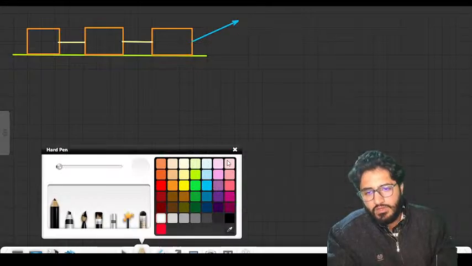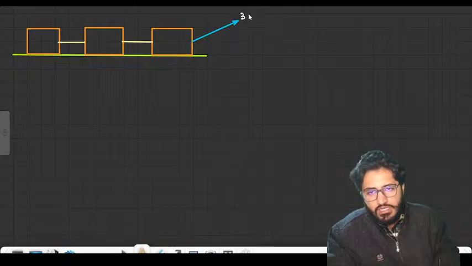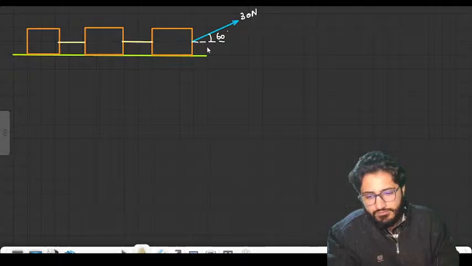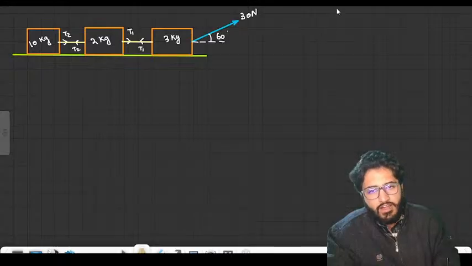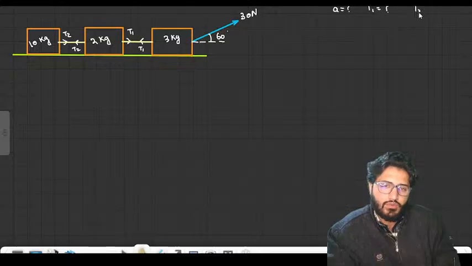Look now. My force is 30 Newton. This angle is, let's suppose, 60 degree. This one is 3 kilogram. This one is 2 kilogram. This one is 10 kilogram. Here is tension T1, tension T2. Find acceleration, find T1, find T2.